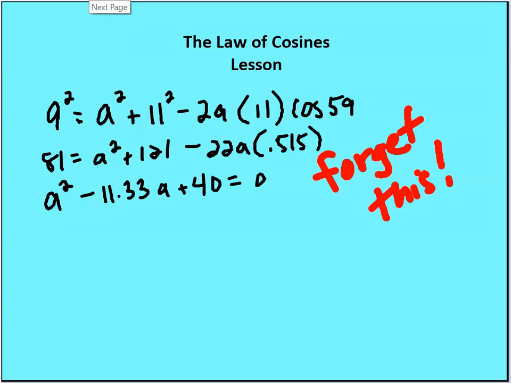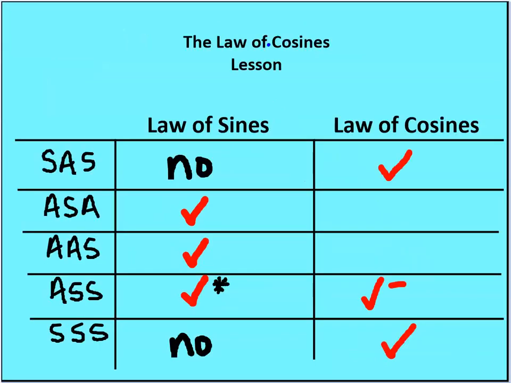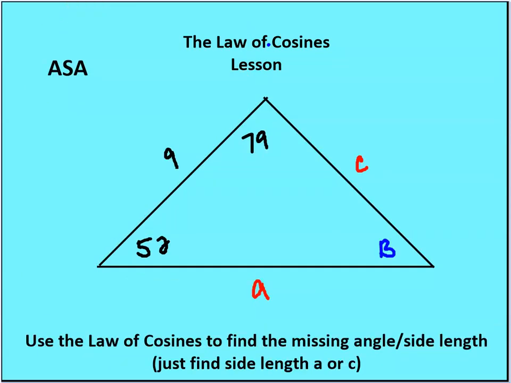So you use law of sines for angle side side, even though it's possible to use the law of cosines. It's just too much work to solve, and I'm not going to go through that work for you right now. So we're going to say yes, but it's not the easiest path. So let's take the law of sines as the path to solve angle side side triangles. And then we're going to look at angle side angle.